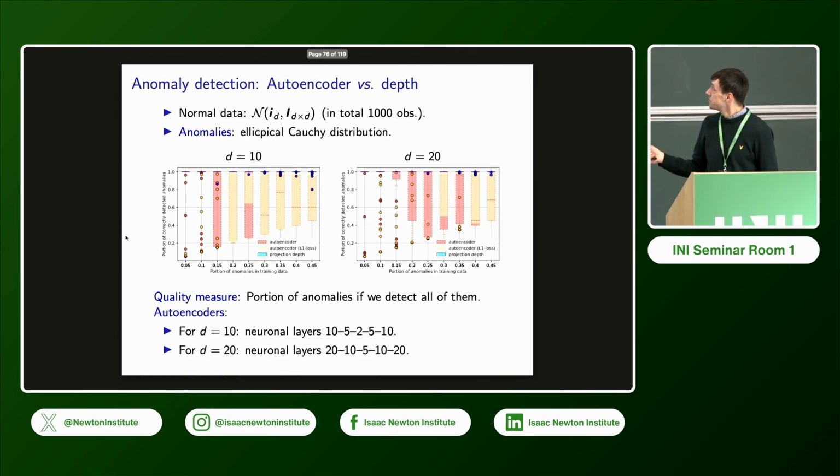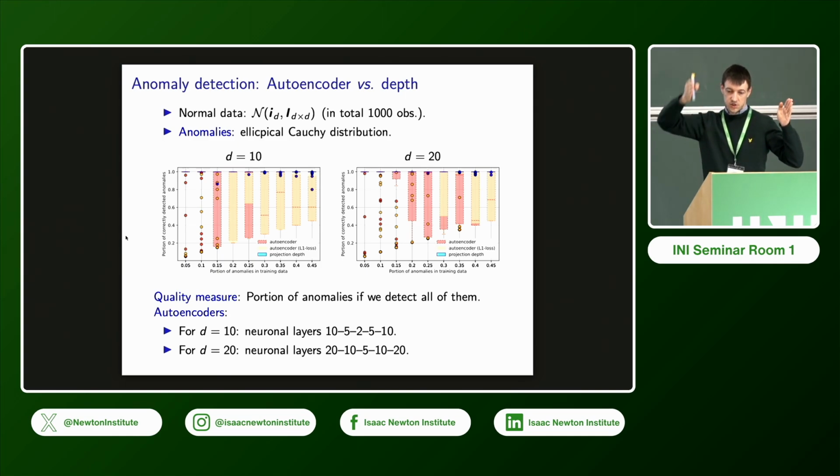Okay, so that's how one can do it. I did this comparison for the autoencoder with the projection depth, on data which is very heavily contaminated with Cauchy distribution, in dimensions 10 and 20, with 1,000 total observations. So what do we see here? This is the portion of anomalies, which I increased from 5% to 45%, which is maybe a bit unrealistic. I'm not trying to set up some threshold. I just order points by score, either the prediction error of the autoencoder or the value of data depth. Then I put the threshold somewhere so that I detect all anomalies, and I want to see what the portion of anomalies is in the portion which I declared anomalies.